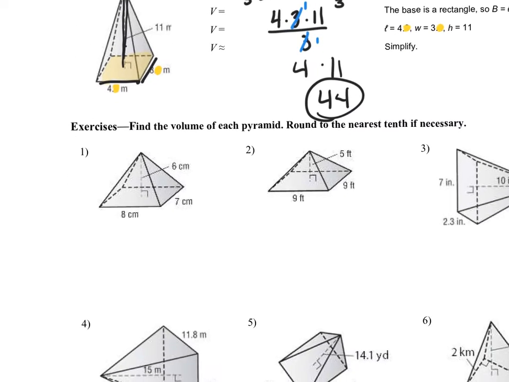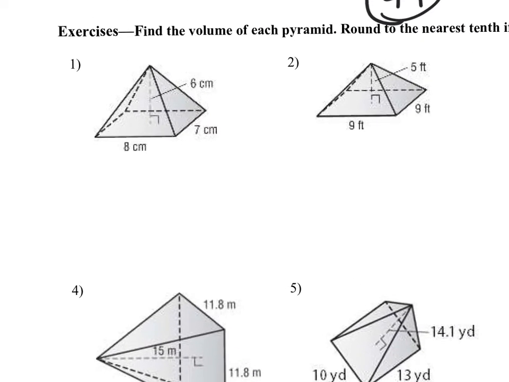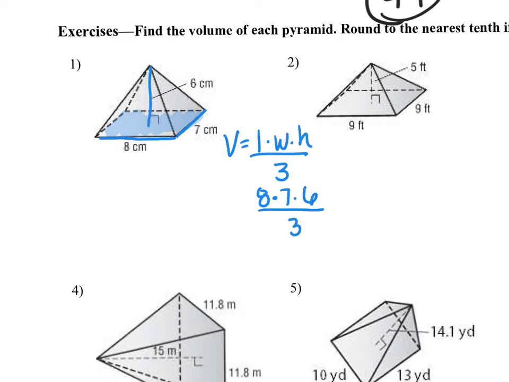Okay, so let's look at exercise 1. Okay, so this has a base, and it's a rectangle. So we're going to use the formula length times width times height divided by 3 because it's a what? Pyramid, a rectangular pyramid. So my length is 8. My width is 7. My height is 6. And I'm going to divide that by 3. Okay? So now I'm to a spot. Can I simplify anywhere? I say yes.